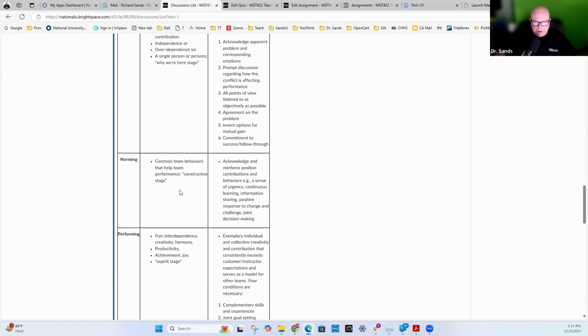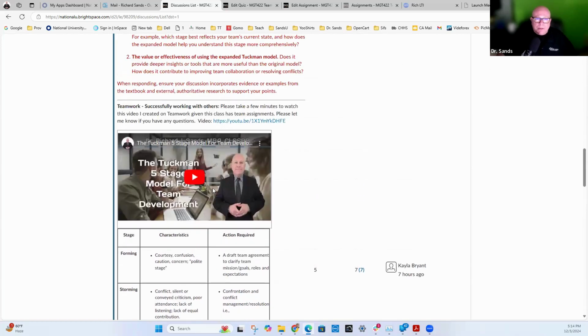Again, I'm just using it as an example, but expand on this norming part of the model and the what and the why and how and things of that nature, of what we know about human behavior and interaction today than back then. All right, so that's an example.